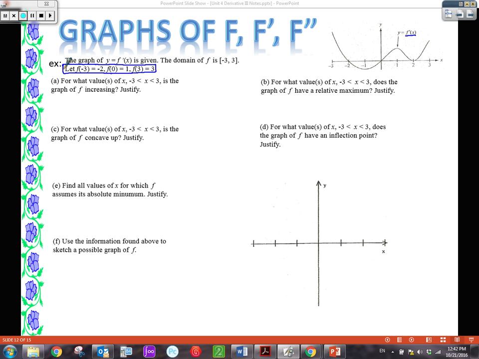So what we like to do with those kinds of questions is we need a sign chart, right? That's how we usually answer those questions, with a sign chart. So why don't we turn this graph into a sign chart? Let's just turn our first derivative graph into a sign chart.